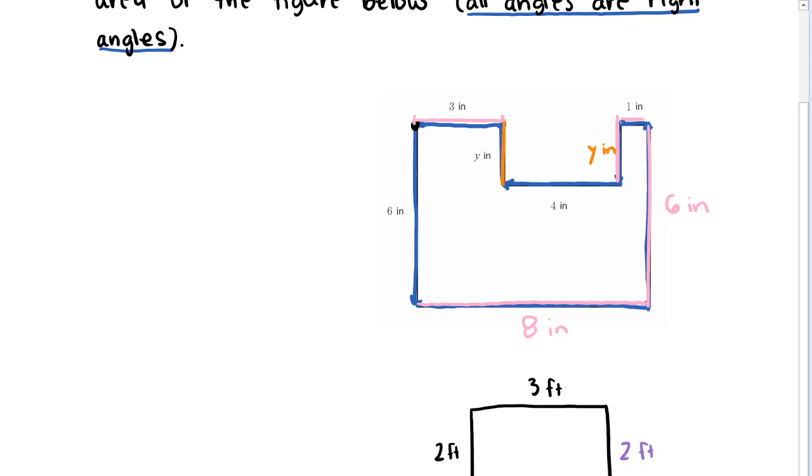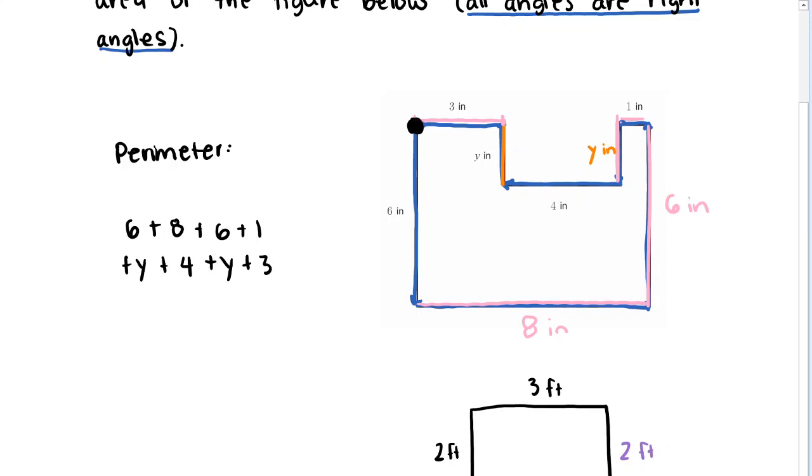We have everything we need to find the perimeter of this shape here, right? So if I imagine starting at this point in the top left corner, and I walk around our figure and add up all the side lengths, we would get 6 plus 8 plus 6 plus 1 plus y plus 4 plus y plus 3.